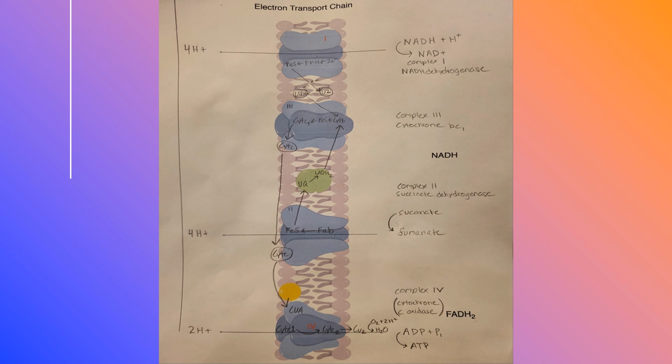These electron carriers, NADH and FADH2, then donate their electrons along the electron transport chain. This causes them to oxidize into NAD+ and FAD. And as the electrons move downward along the electron transport chain, the protons are shunted from the outer to the inner membrane space.